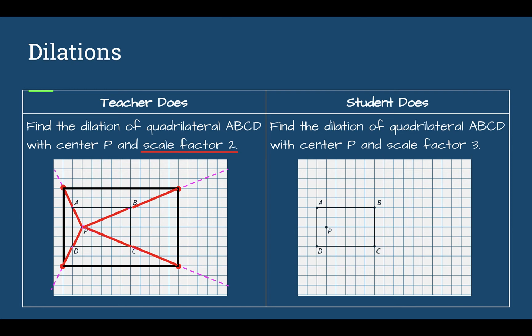Now it's your turn. Pause the video. This time, dilate the same shape with center P, but with a scale factor of 3. Your shape should look like this, taking up most of the grid. To get here, you should have drawn your imaginary lines. A had to go up 2 over 1 3 times. B had to go up 2 over 5 3 times. C had to go down 2 over 5 3 times. And D had to go down 2 over 1 3 times.